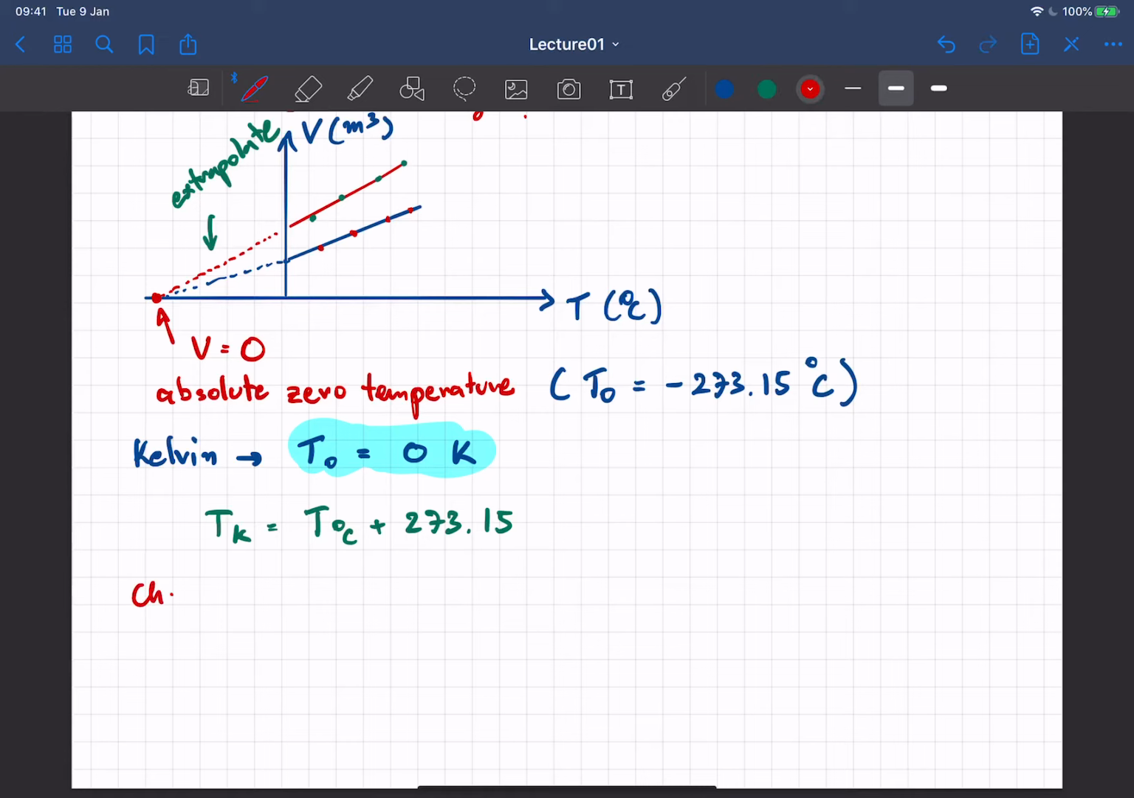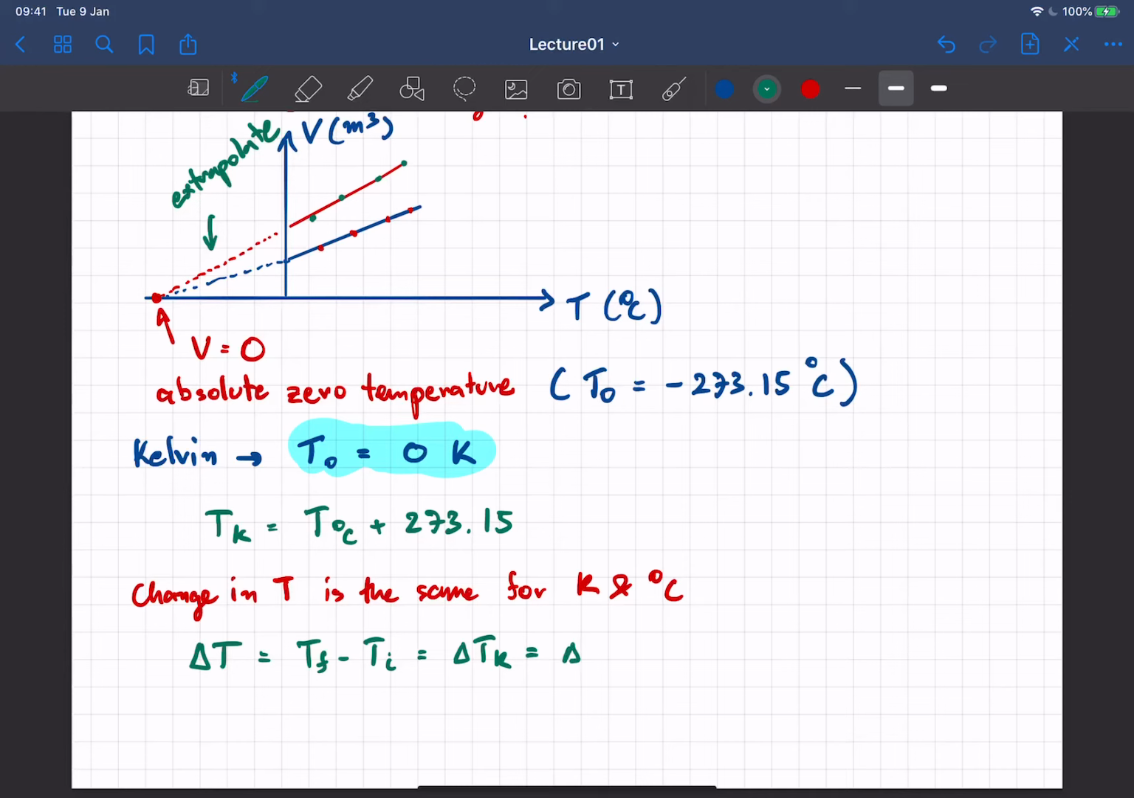So the change in temperature is the same for Kelvin and degrees Celsius. Change in the temperature means delta T. Delta T is final temperature minus initial temperature, and it's the same no matter which unit you use, for degrees Celsius and for Kelvin.